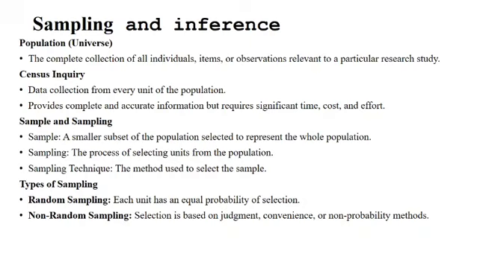So instead, researchers usually work with a sample, which is a smaller subset of population. The process of selecting this subset is called sampling, and the method used is known as a sampling technique. There are two main types of sampling: random sampling, where every unit has an equal chance of being selected, and non-random sampling, where selection depends on judgment or convenience.